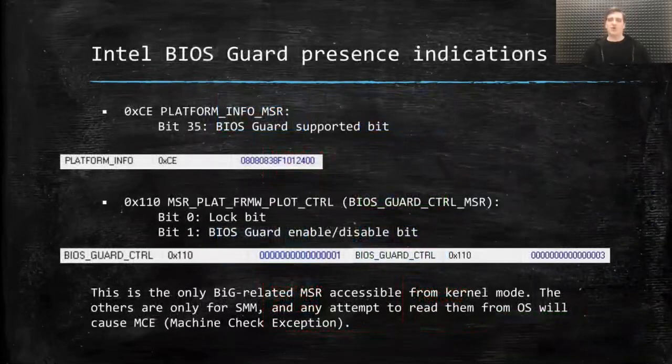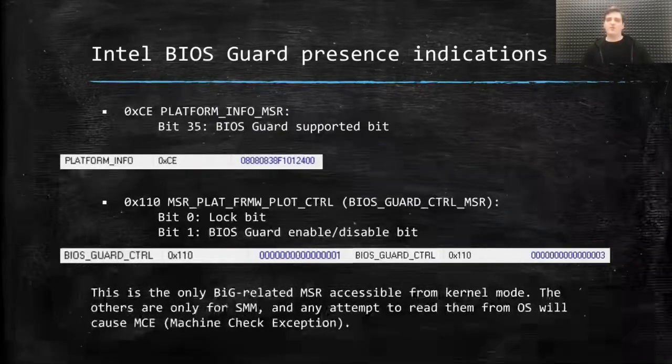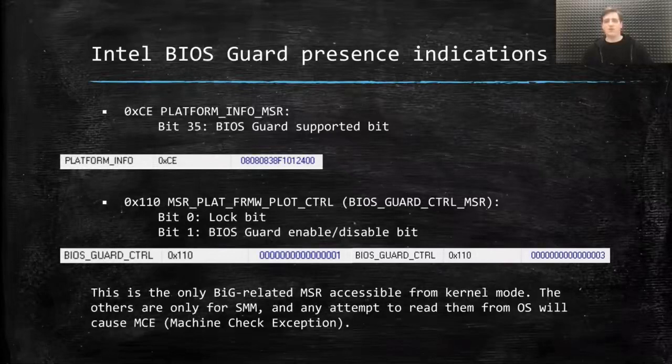There are a few indicators allowing to detect if your PC has Intel BIOSGuard. Firstly, the bit 35 in platform info MSR, which indicates if the technology is supported by the hardware. Secondly, the 0x110 MSR. We will refer to it as BIOSGuard control MSR. If bit 1 is set, it means Intel BIOSGuard is enabled and write operations to SPI flash memory are only possible through BIOSGuard ACM. There is also a lock bit to prevent further changes to this register once the configuration is applied. Please note there are a few other BIOSGuard related MSRs, and we will talk about them a bit later. However, BIOSGuard control is the only one from that list available for the operating system. Any attempt to read the others not from SMM will cause a machine check exception.